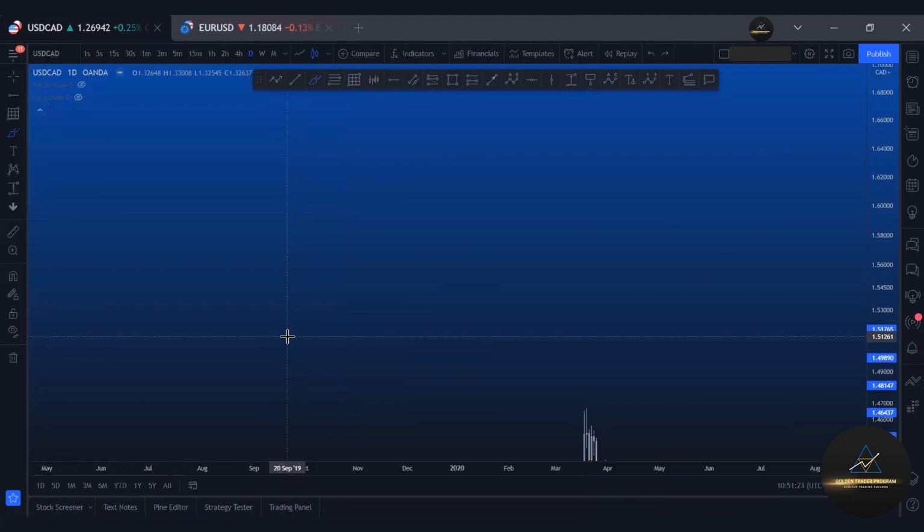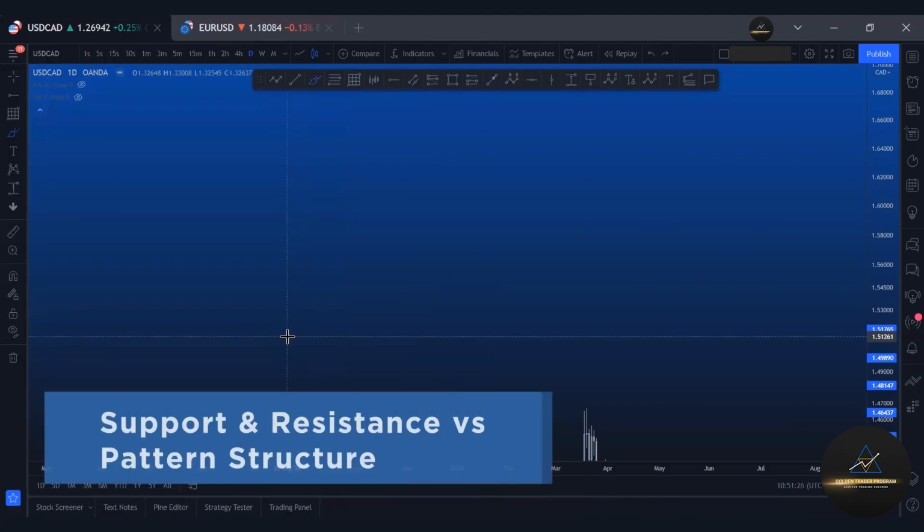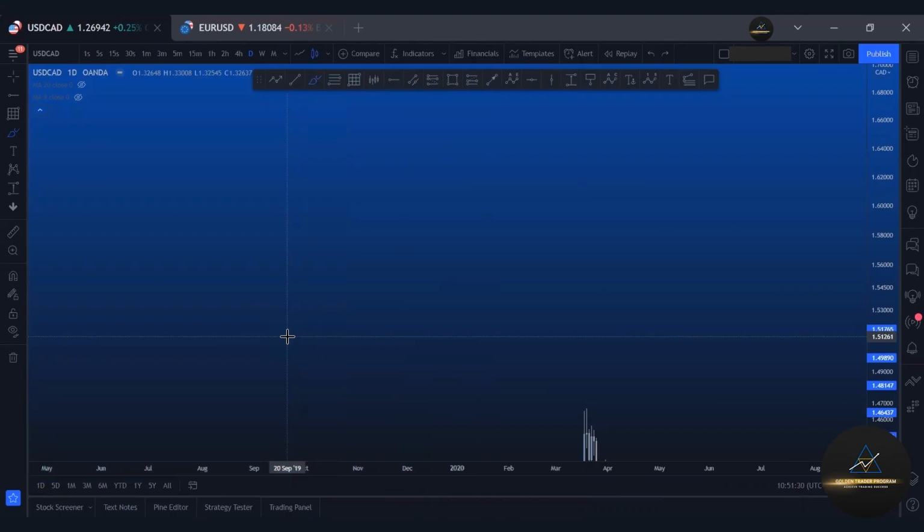Support and resistance versus pattern structure. Simply put, support is just an area where price is likely to reverse from, since based on previous historical data, it has a tendency to bounce from that level. So let's just assume that price is dropping to the downside and it bounces off, right? Okay, that's the first significant level.